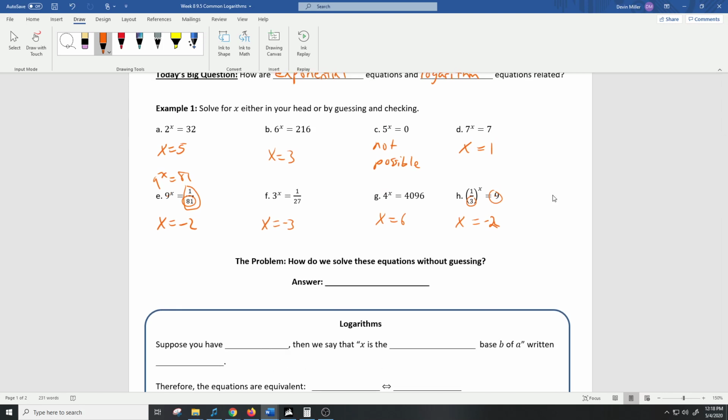So we are able to actually do these problems without using the table, and this is called logarithms. So how do we do these equations without guessing? You have to use something called a logarithm.